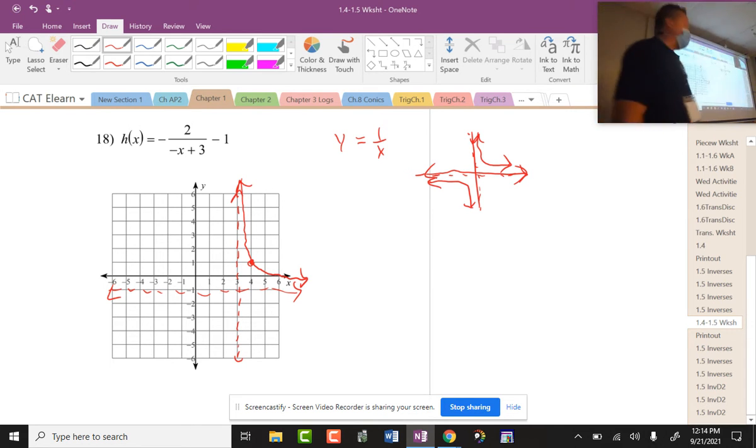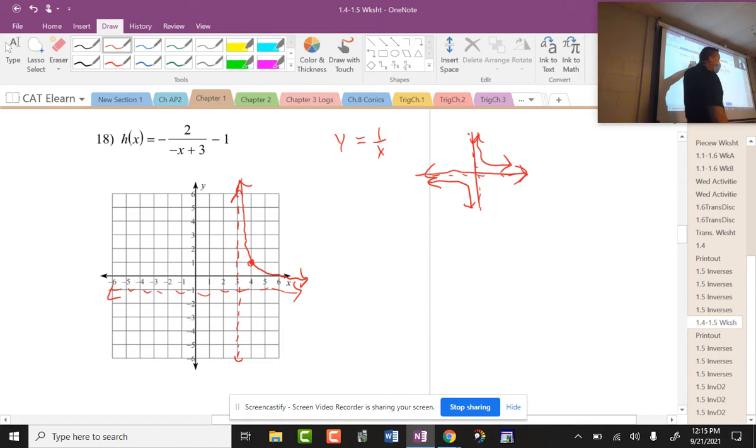And then one other quick input output. Negative 2 plus 3. What is that? 1. There's a negative and a positive, so we have a subtraction there. So it's 1. What's 2 over 1? 2. Negative 2 minus 1. There's a negative there. What's negative 2 minus 1? Negative 3.